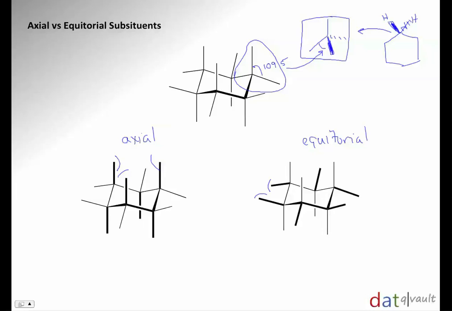So typically, to have the lowest energy state of a cyclohexane ring, the largest substituents will be in the equatorial position, pointed out and away from any other substituent, which greatly decreases steric repulsion.